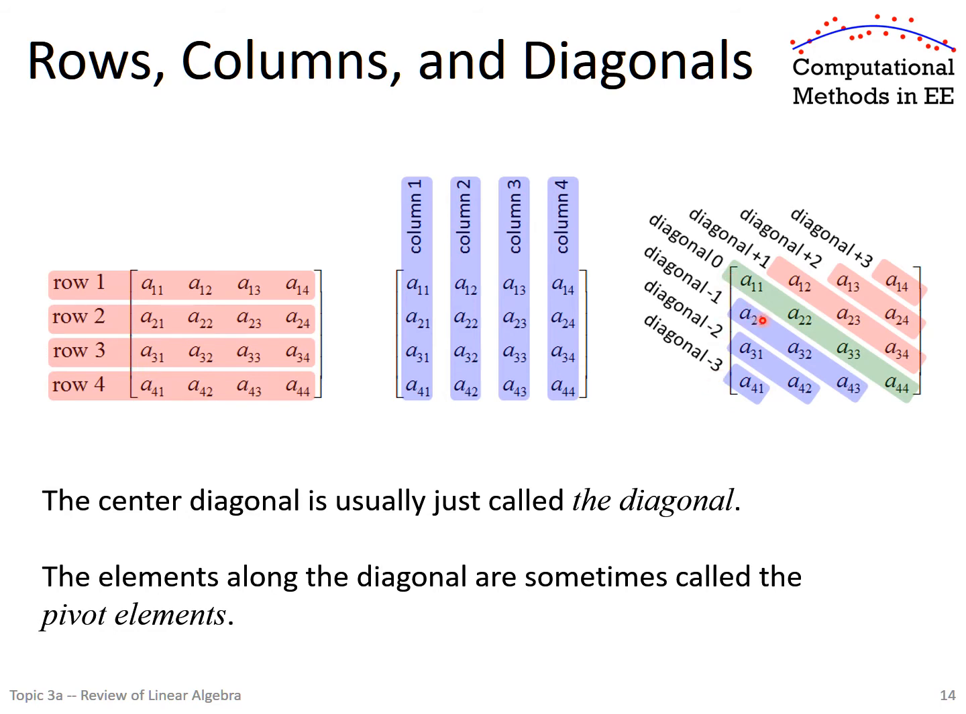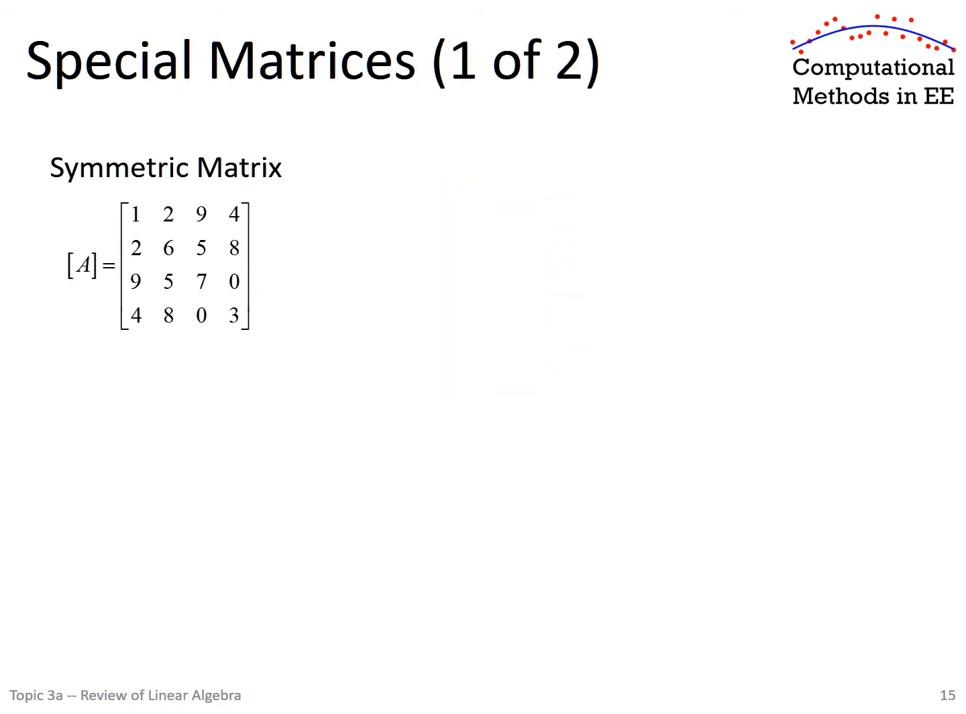And sometimes these diagonal elements are called the pivot elements. And we won't talk too much about pivoting in this class. That would be more for an advanced computational methods class. We'll be using some special matrices and some special terminologies that will imply differences in how we solve the system of equations. One is we can talk about a symmetric matrix.